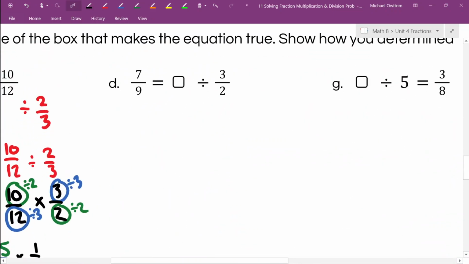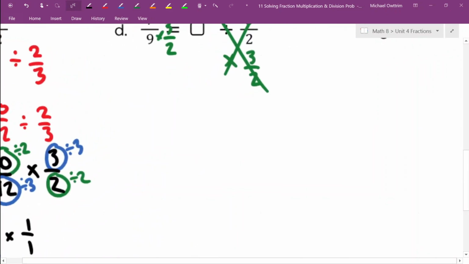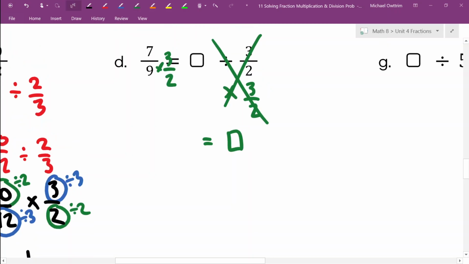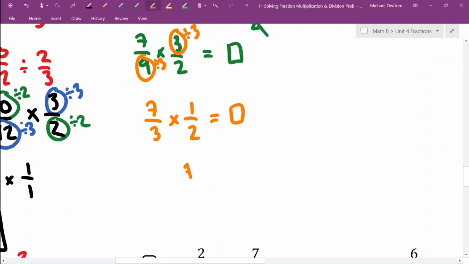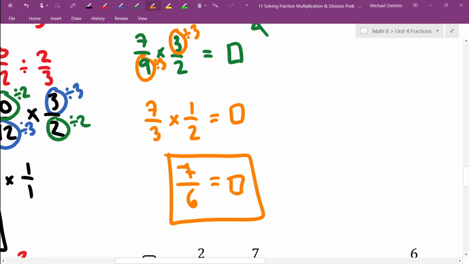For question D, we are going to undo the division here. The opposite of dividing by 3 over 2 is multiplying by 3 over 2. And of course, we'll do that to both sides of the equal sign. Divide and multiply cancel out, leaving us with just our box on the right side of our equal sign. And on the other side, we have the calculation 7 over 9 times 3 over 2. I'm going to go ahead and divide out my common factor of 3, and that'll give me 7 over 3 times 1 over 2 for the value of my box. And then I'll do that calculation. 7 times 1 on top, 3 times 2 on the bottom. So my box is the value 7 over 6.